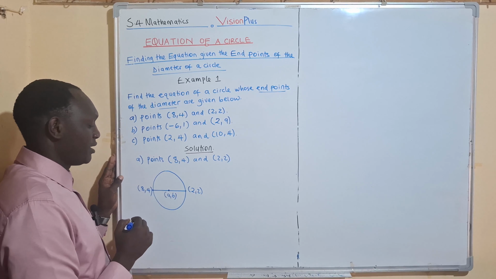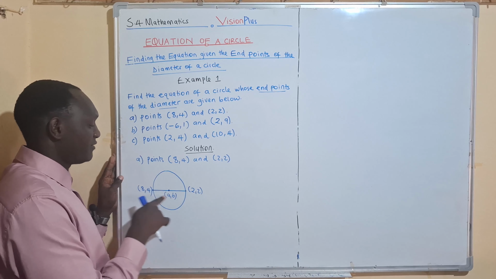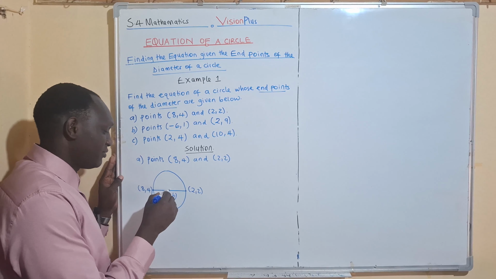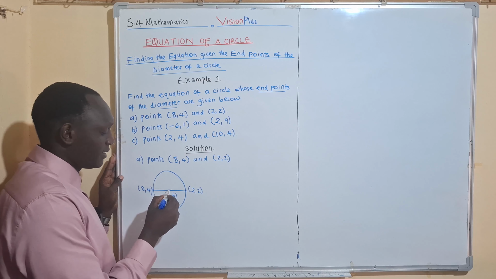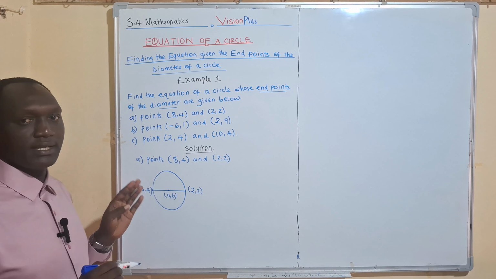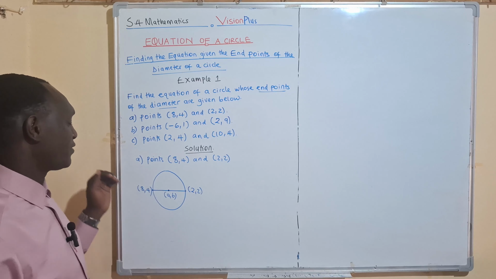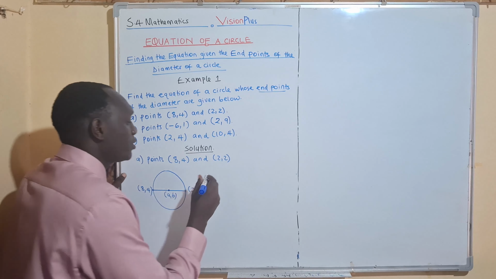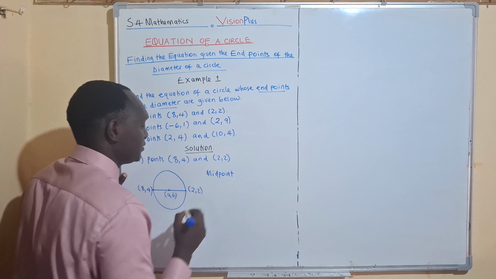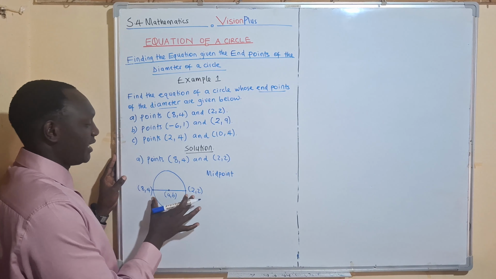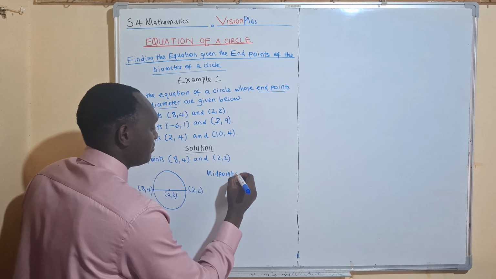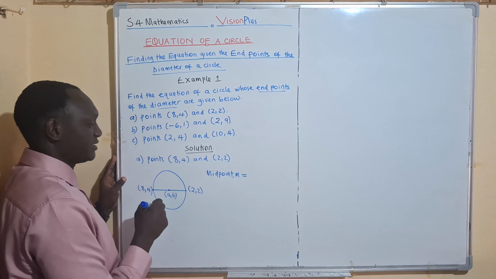How do we get the coordinates in the middle here when you have the coordinates on the sides? Because the center is exactly in the middle, the distance from the center up to this point is the same as the distance from the center up to this point. Remember, that is the radius. So for us to get the coordinates of the center, we need to get the midpoint of the endpoints of the diameter.